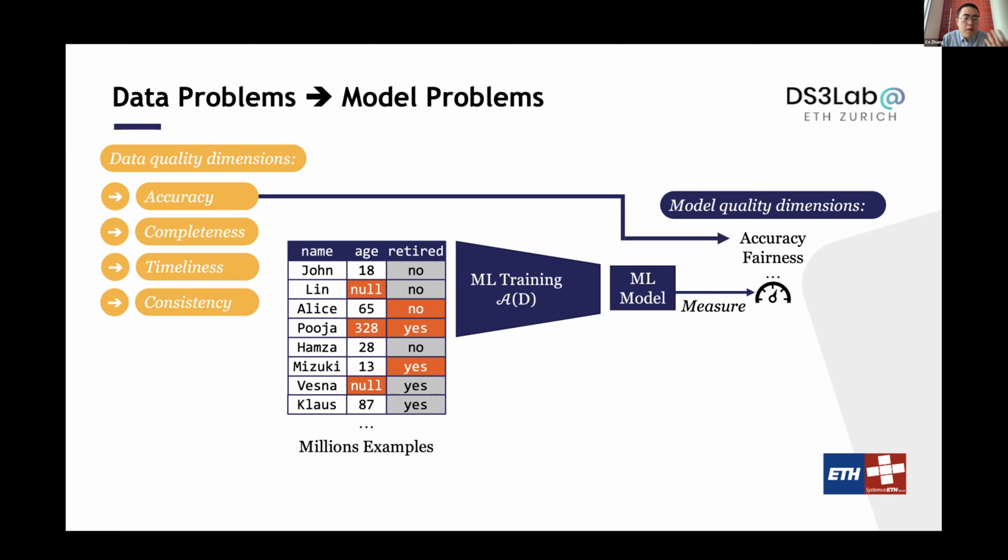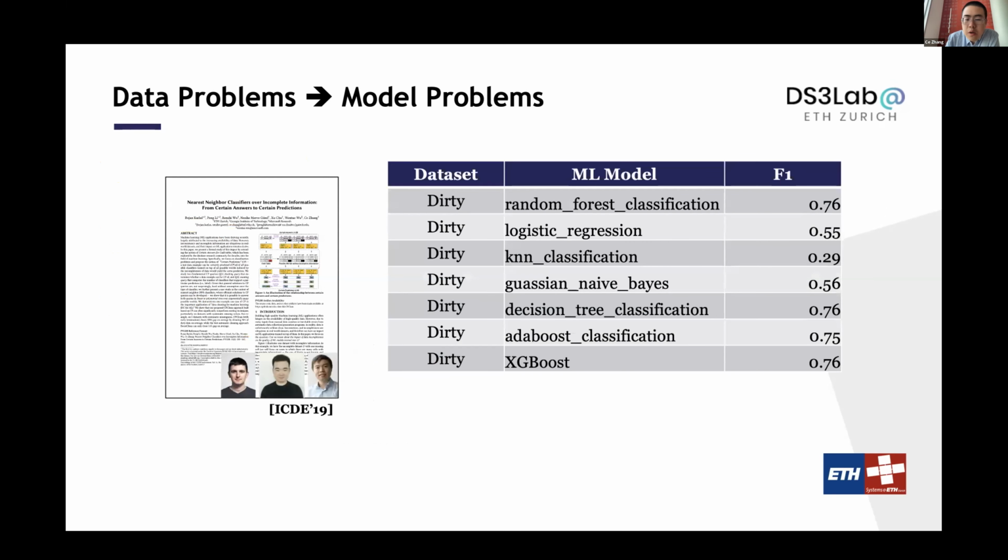For example, if your data quality is not good enough, you have a lot of noise, highly likely your model will have low accuracy. If your data is not complete, you are missing some critical mass in some of the population, highly likely your model will not be fair. And this is something that you can actually quantify.